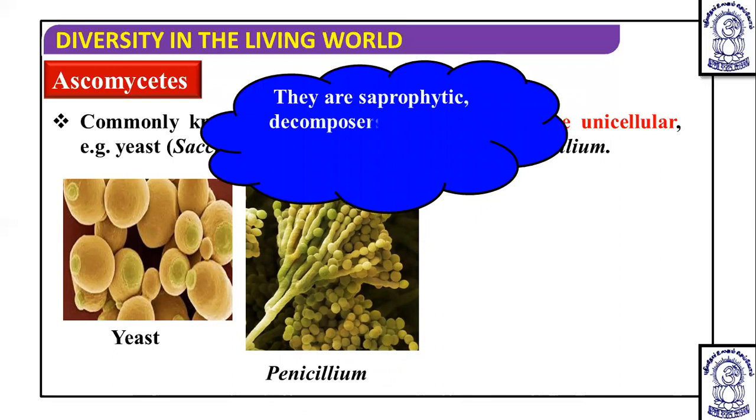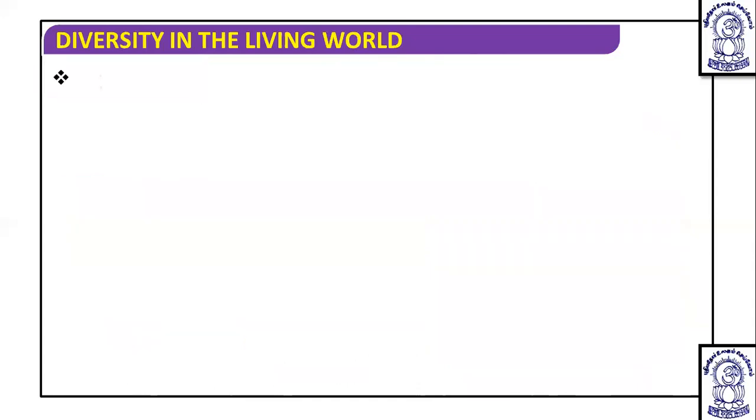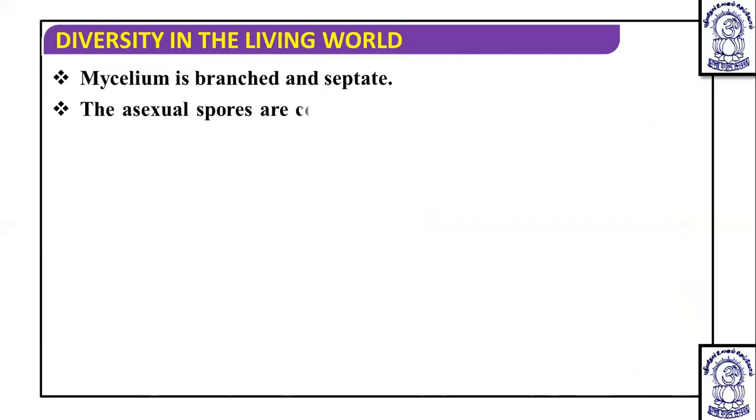Then these ascomycetes are considered as saprophytic decomposers, parasitic or coprophilous. Coprophilous means what? It is growing on dung. Then this is a coprophilous fungus which is growing particularly on dung. So this different type of nutrition can be found in case of ascomycetes. Apart from that, when we see their mycelium, this is a higher fungi, so their mycelium is branched and septate.